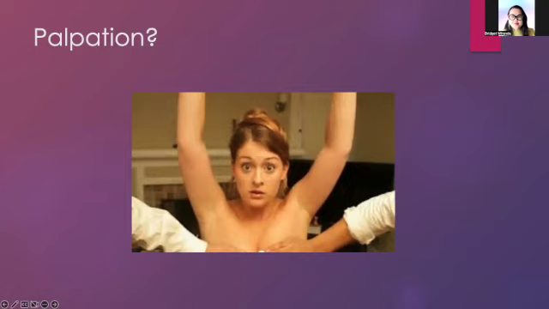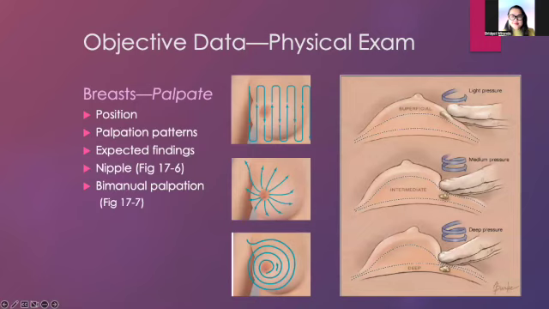With palpation, again, make sure you are draping the areas that are not being inspected appropriately. Position your patient. In nulliparous women, or women that have not been pregnant before, the normal breast tissue will feel firm, smooth, and elastic. After pregnancy, this tissue usually feels softer and a little bit looser.